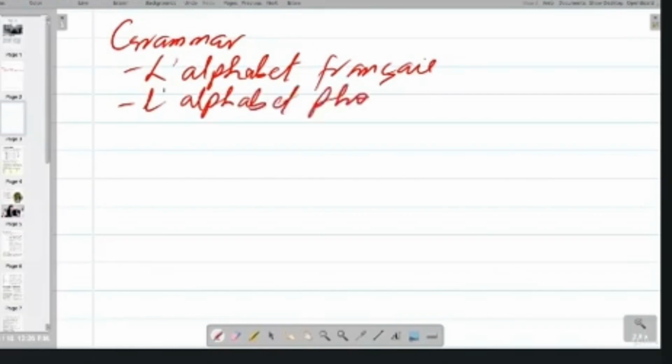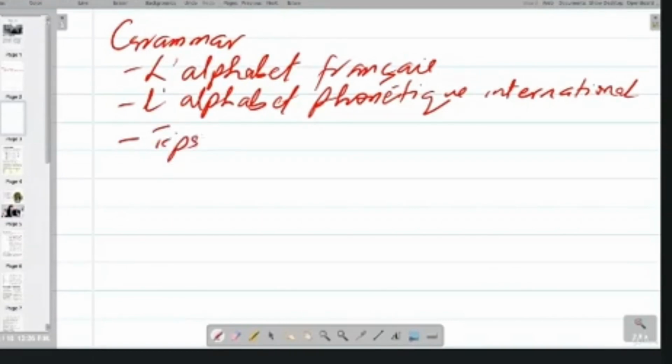l'alphabet phonétique international. So the International Phonetic Alphabet. You are going to have some tips on pronunciation, such as nasal sounds and French accents, that will help you when you begin to pronounce French words.